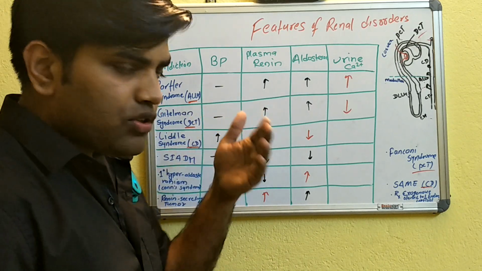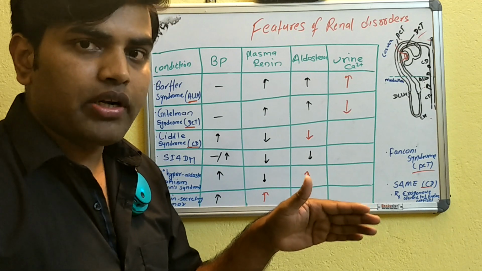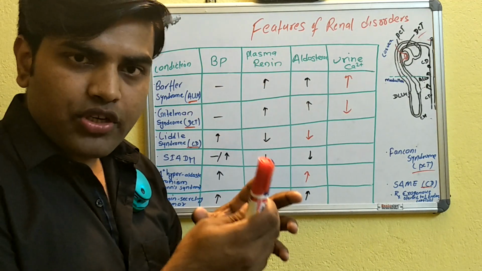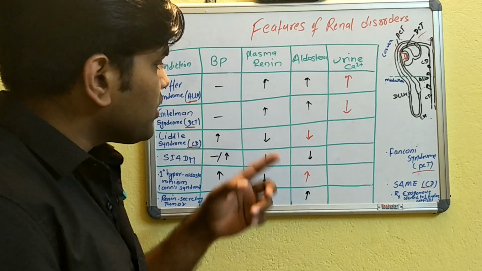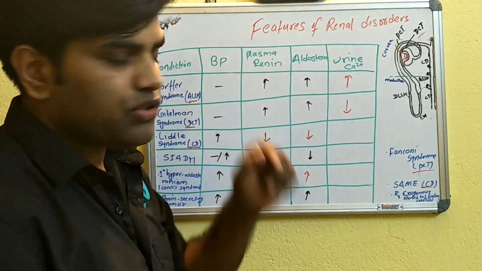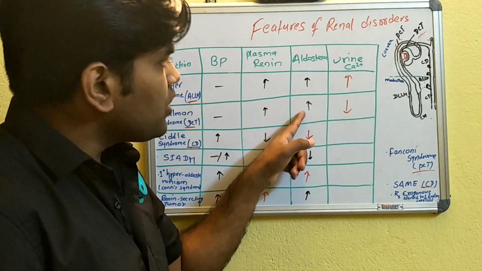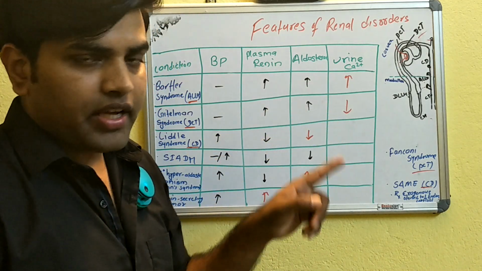also, since sodium is getting lost from your body in urine, the body will try to retain the sodium, and for that it will activate the renin angiotensin aldosterone mechanism, and there will be an increase in the aldosterone, but there will be no effect on the calcium.